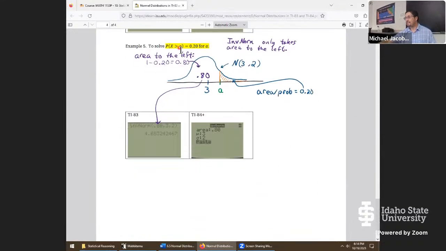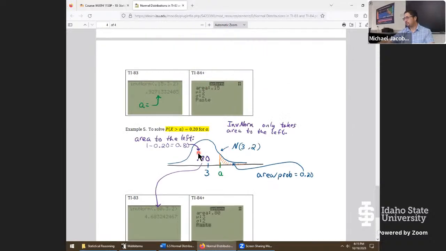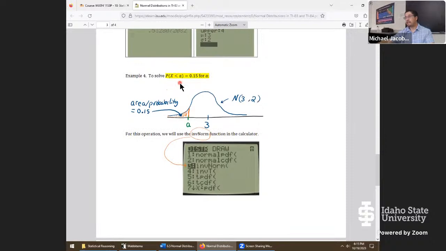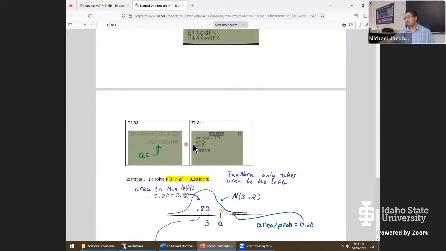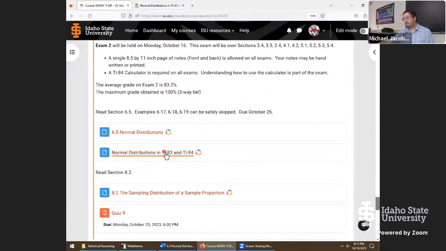So if we do something like this one, probability X bigger than A, this one was an example 2. The picture should look like this, but we have to pull in the area to the left. This one gets a lot of questions. It's pretty tricky, and we're going to do this one today. If it's to the left, then we just take the probability, drop it in, and the calculator is going to be just fine with that. It'll take in the 0.15 for area, the mean, and the standard deviation. So that's our guide. Sorry, I forgot that there's a bit of a problem there.